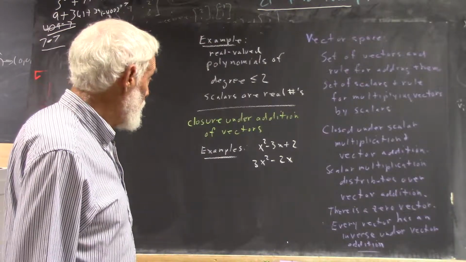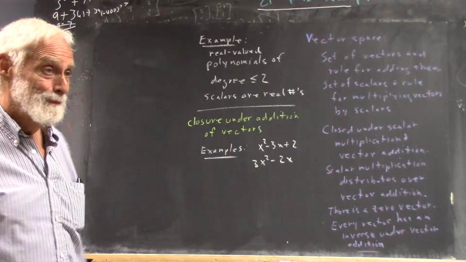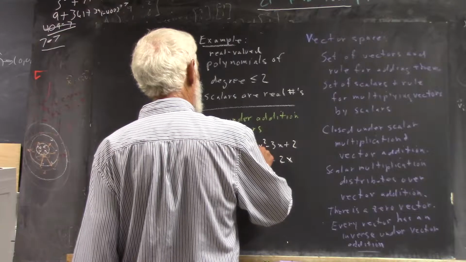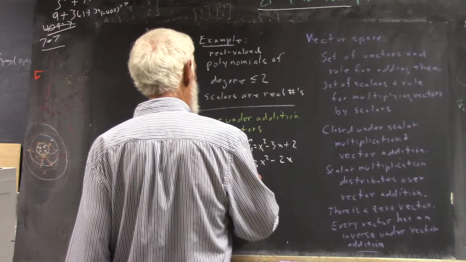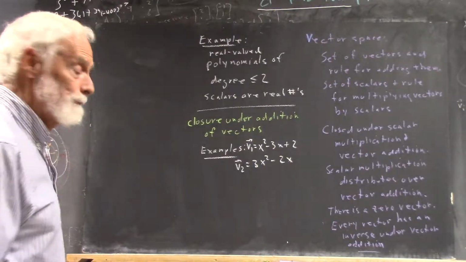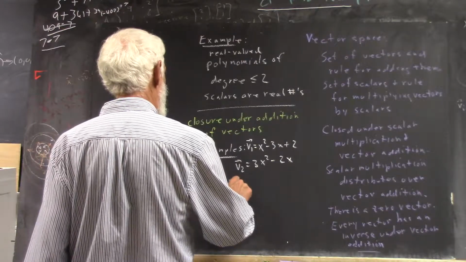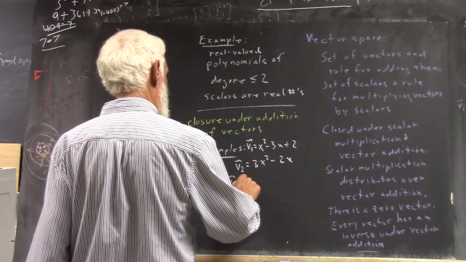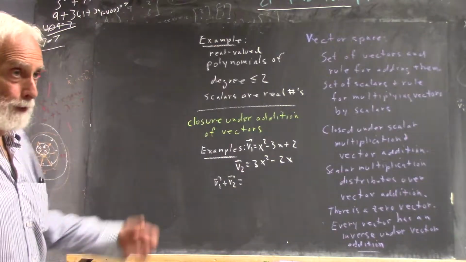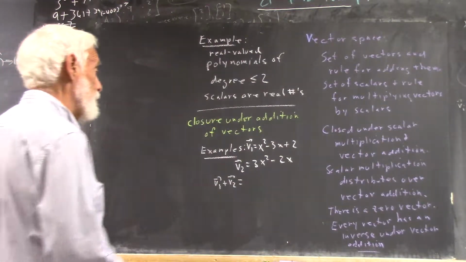Okay? Well, can you add those polynomials? Okay, so let's let V1 equal this and V2 equal this. Well, what's V1 plus V2? 4x squared minus 5x plus 2.